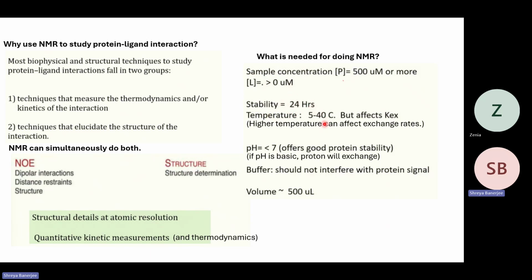A temperature range of 5 to 40 degrees Celsius is enough, but it is important to remember that higher temperature can affect the exchange rate. And a pH of less than 7, which is good for protein stability, is maintained, because if the pH is too high, proton exchange can happen. And it should be ensured that the buffer used to maintain the pH less than 7 is not interfering with the protein signal. And in the NMR tube, a volume of 500 microliter is taken.